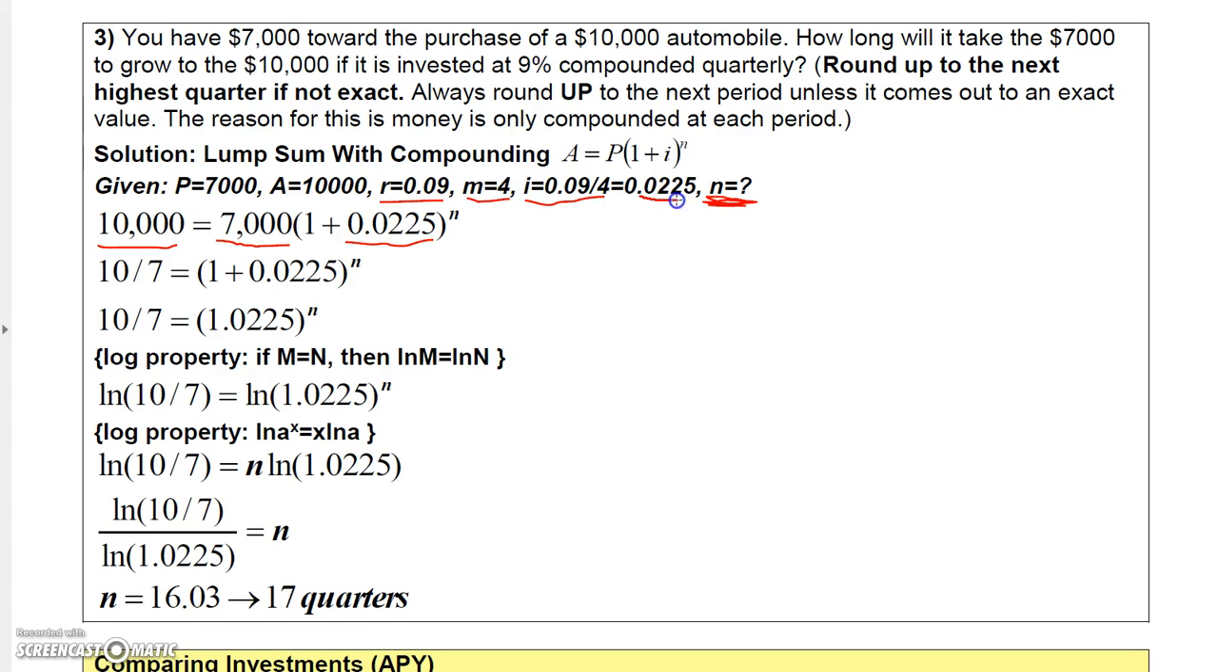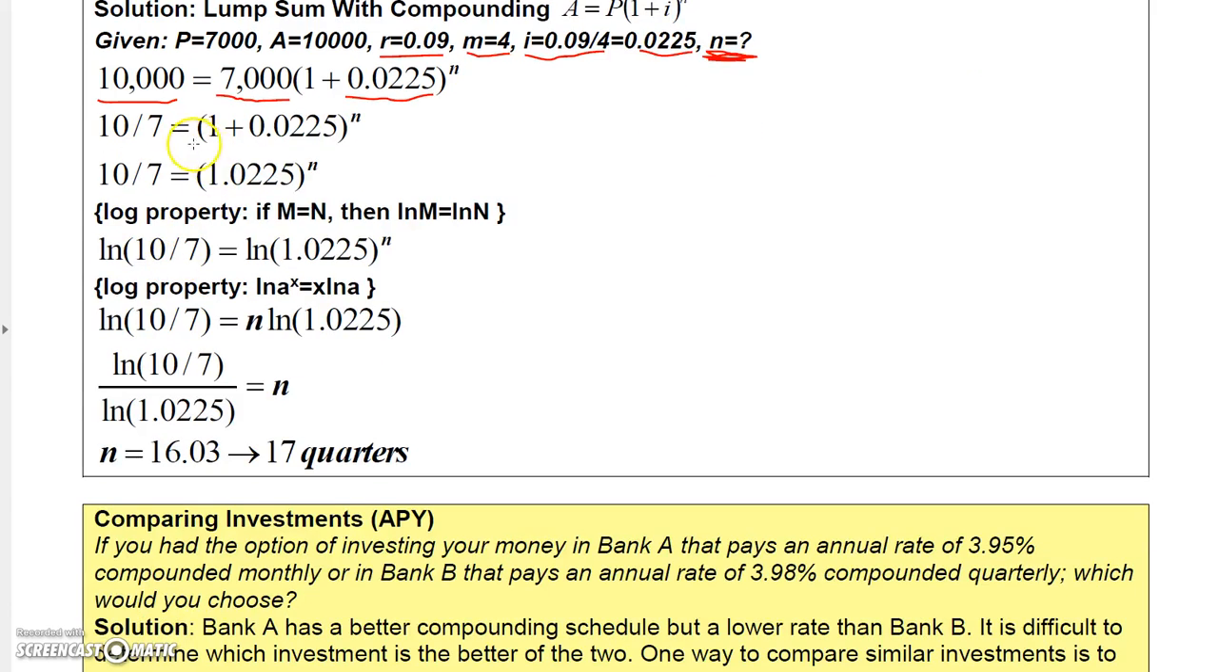So first thing I'm going to do is divide 7,000 into both sides, and then I'll reduce the fraction. So 10,000 divided by 7,000 is 10/7. And then I can add these two numbers together and get a single value, 1.0225 to the n. And now we can take logs of both sides, so I'm going to take the natural log of both sides. So the natural log of 10/7 is going to be on the left, and then the natural log of 1.0225 to the n on the right.